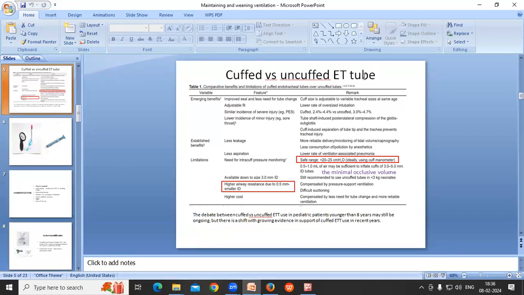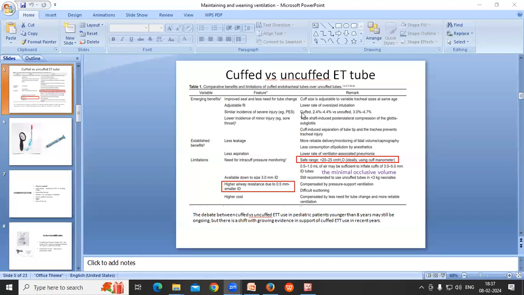Cuffed versus uncuffed endotracheal tube: what is your preference? Cuffed or uncuffed? Uncuffed tube. Why? Due to small airways, it may cause necrosis and edema. Okay, so uncuffed tubes will never cause this? Is there evidence for that? Less chance.